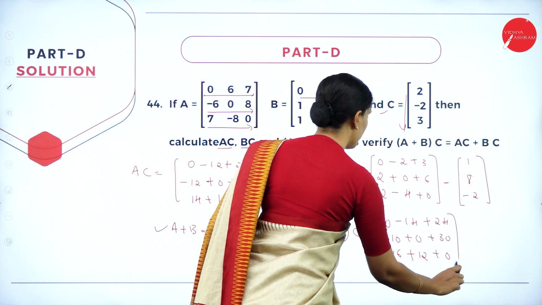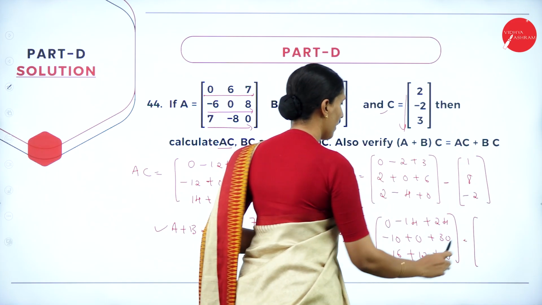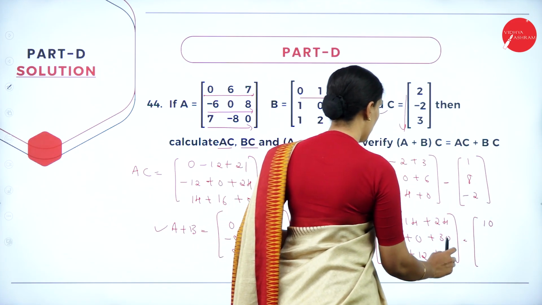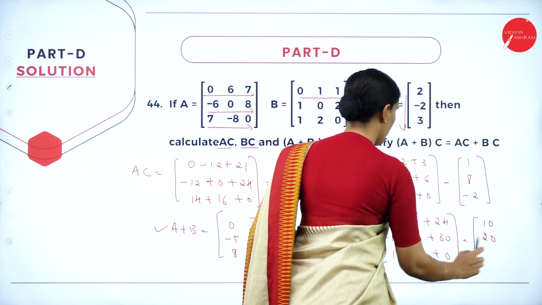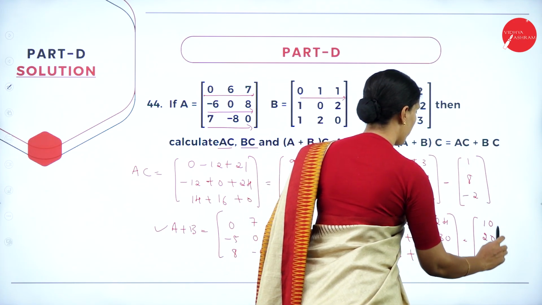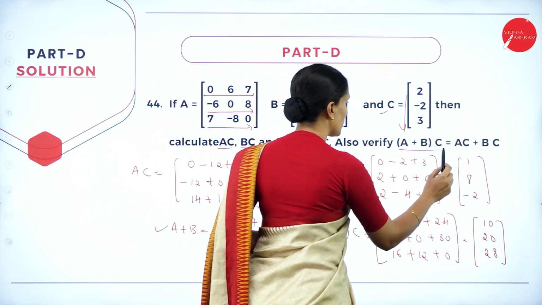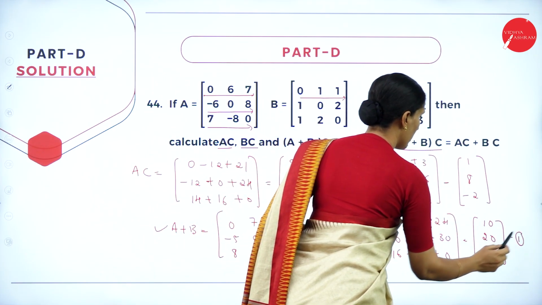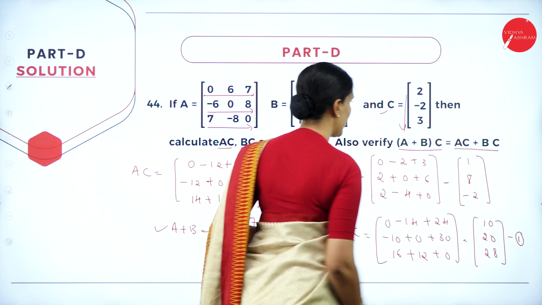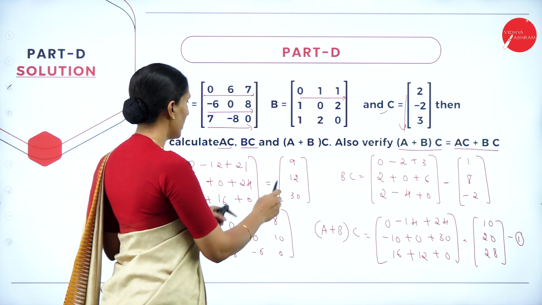Let's add this. So we have here 10, 30 minus 10, 20. Next we have 28. So now we have here A plus B into C. Let's take it as equation 1. Now here we need AC plus BC. Let's add AC plus BC.